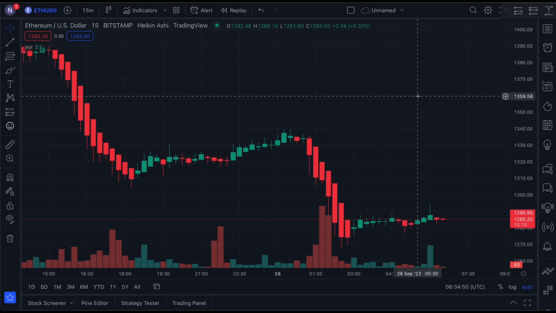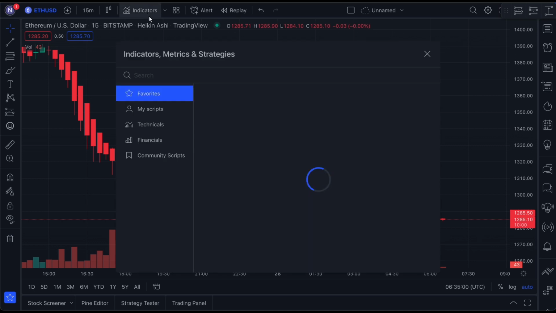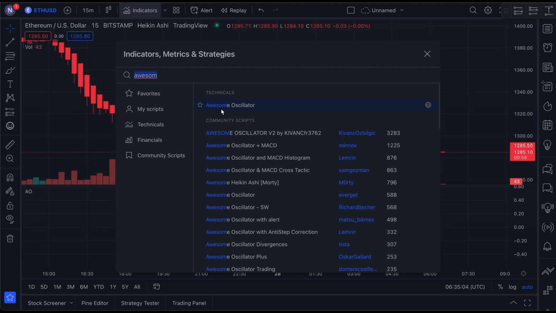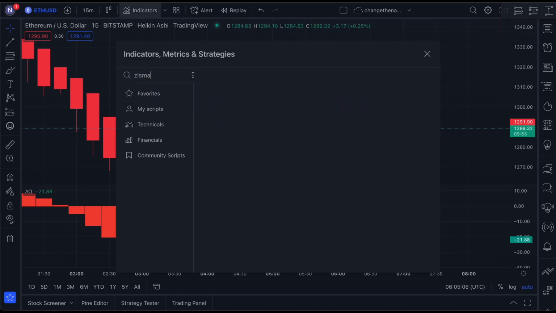Okay, so for this strategy to be successful, we're going to use 3 different indicators. For the first indicator, we will add the indicator Awesome Oscillator. So you go into the indicator selector and search for Awesome Oscillator. Now for our second indicator, we're going to be using Zero Lag SMA. Again, you can now search for this in your indicators selector.